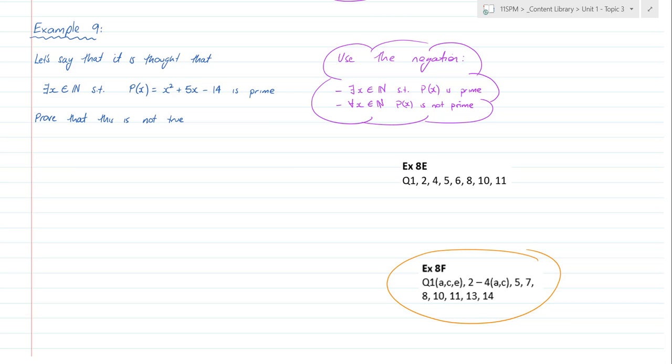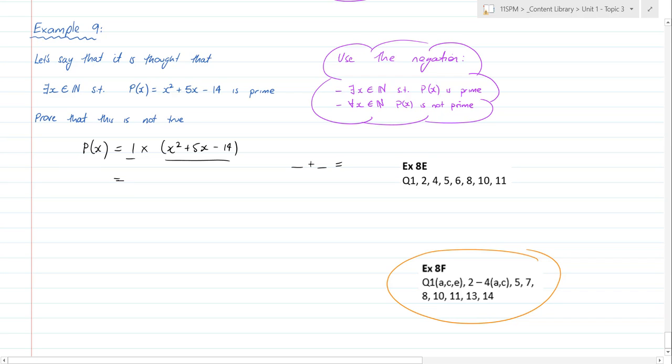Let me show you this. At the moment, p of x equals 1 times x squared plus 5x minus 14. So it definitely has factors 1 and itself. And what did you say, sorry? Can you factorise this? Negative 7 and plus 2.